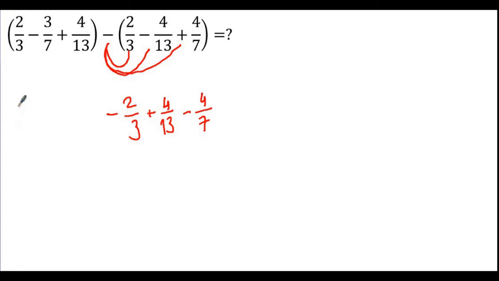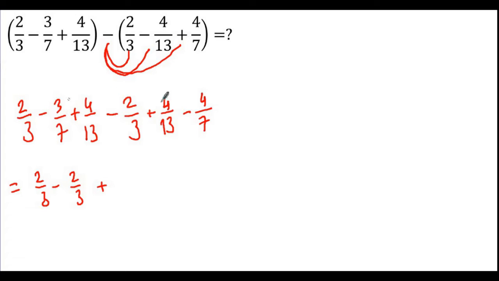So let me write these numbers as well. 2 over 3 minus 2 over 3 plus 4 over 13. So I'll do the grouping again. 2 over 3 and minus 2 over 3 will be a group. Minus 3 over 7 and minus 4 over 7 will be another group. And this is the third group. Let me put the brackets here as well.